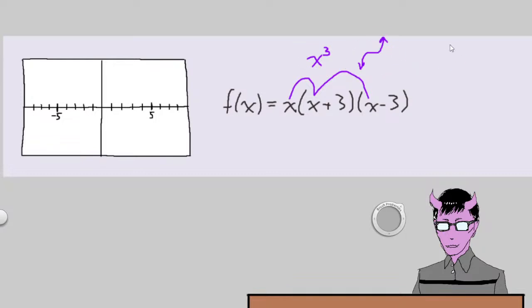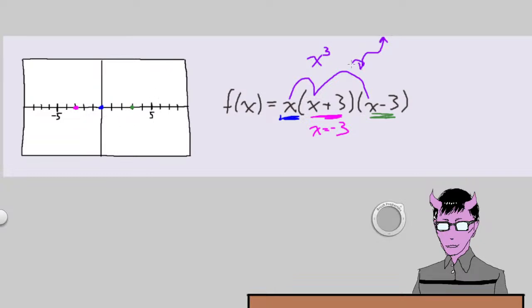So let's get started with the x-intercepts. First we have an x-intercept at 0. And we have an x-intercept at x is equal to -3, so -3, 0, right there. And then lastly, we have an x-intercept at positive 3. So let's get to graphing now.